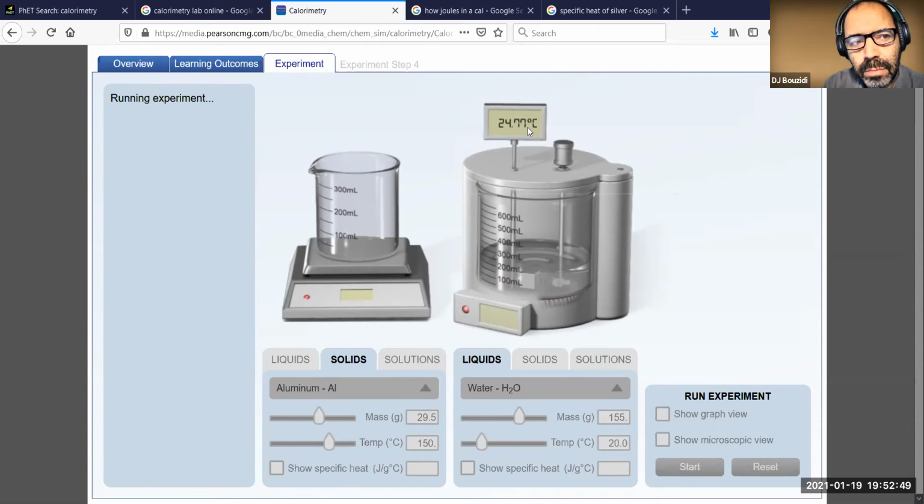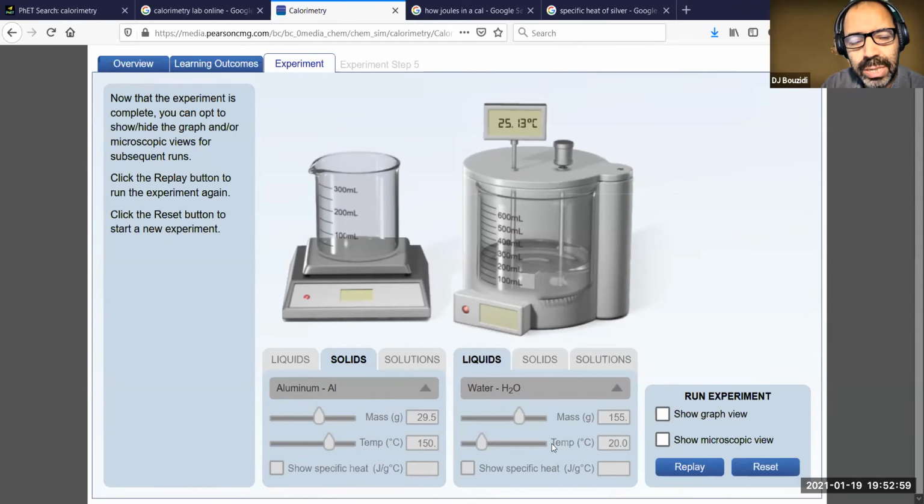okay? Because the specific heats for aluminum and that of water are known, I can find that the temperature is not going to be much different from 20 degrees. Actually, it's a lot closer to 20 degrees than 150 degrees. And that's expected because the specific heat of aluminum is much, much, much lower than that of water. Water has a very high specific heat. So the same heat that lowers the temperature from 150 to 25 degrees for aluminum went to heat the water from 20 degrees to 25 degrees, 25.13 degrees.